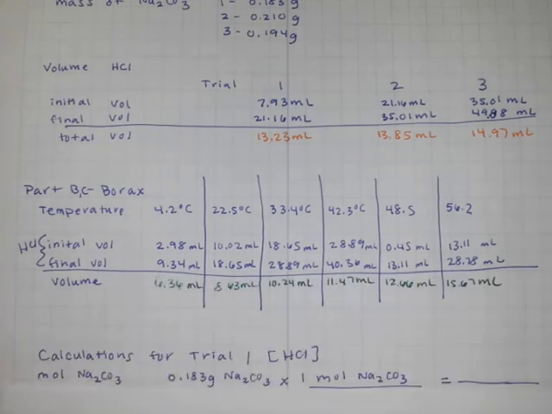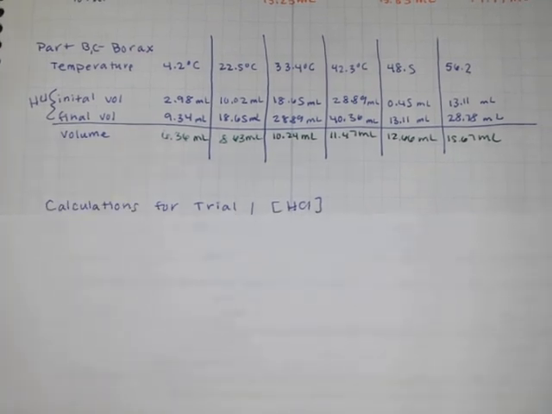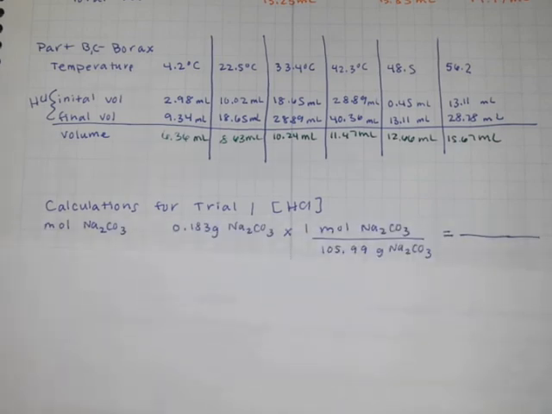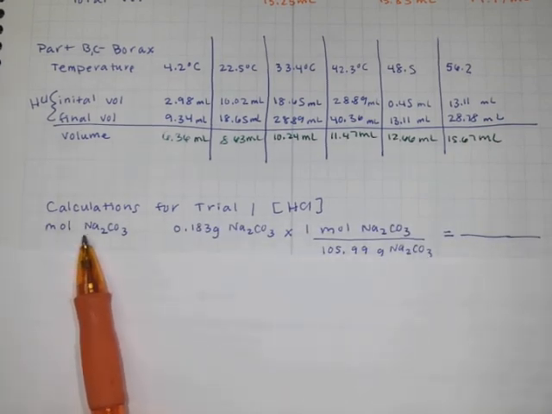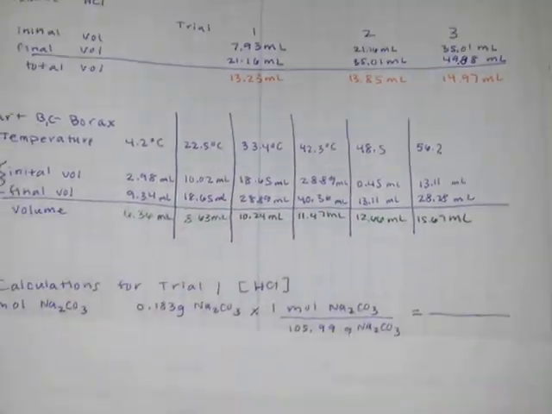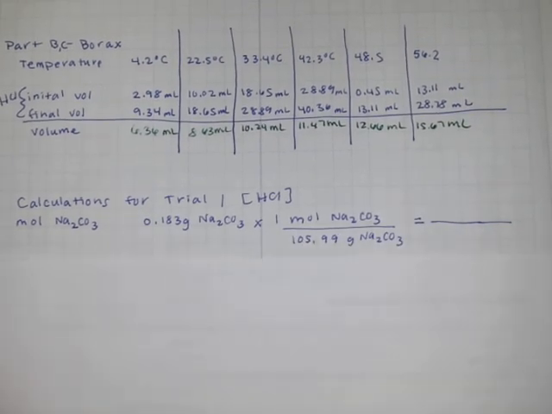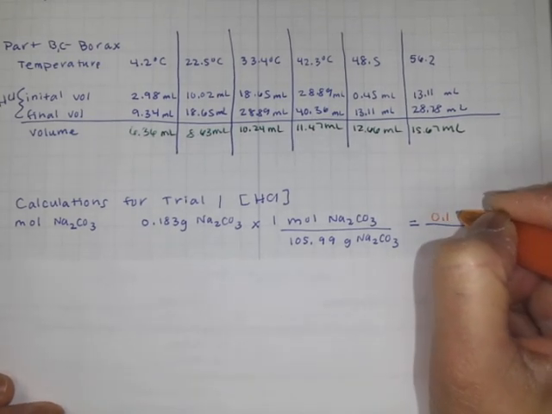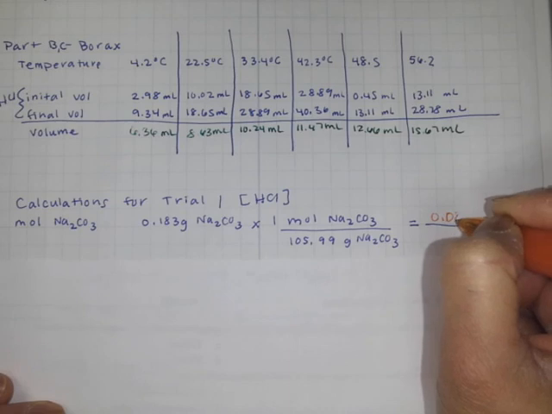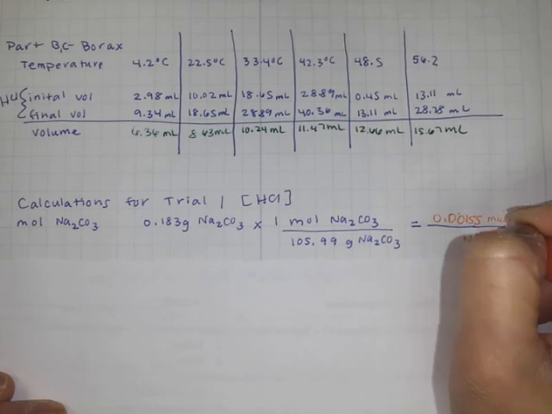Okay, so I'm going to go to calculations. This is just for trial 1 to determine the concentration of HCl, so this is for the standardization of HCl. You're going to start with finding the moles of sodium carbonate. For the first trial, that was 0.183 grams of sodium carbonate, and to get that into moles, I'm just going to divide by the molecular mass of sodium carbonate, which is 105.99, and that should be about 0.00155 moles of Na2CO3.